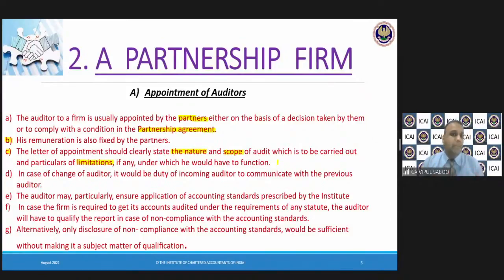Now, what could be the limitations over here, which the partners may inform the auditors about, intimate them that these are the limitations under which you have to work. We are appointing you, this is your remuneration, and we are giving you letter of appointment. This is the nature of audit you have to carry out. This is your scope, what all you have to cover under your audit, and what could be the limitations, if any, under which he would have to function. What could be the limitations? Can you just tell me?